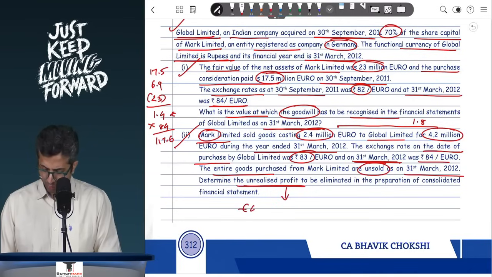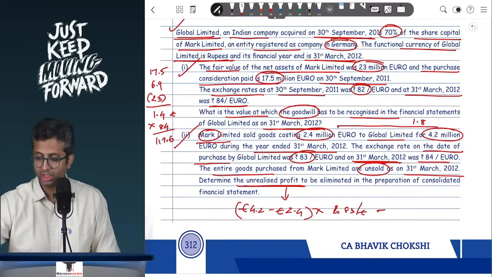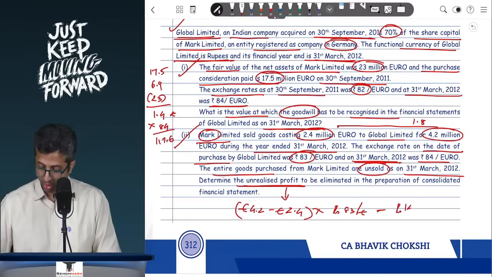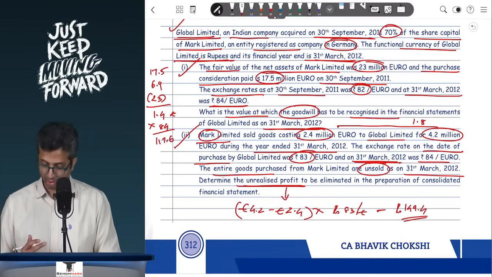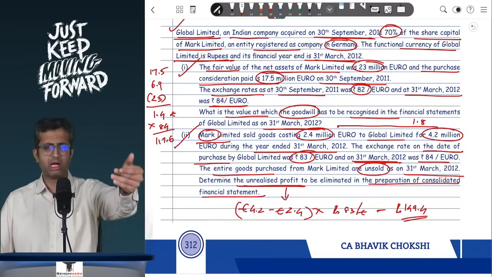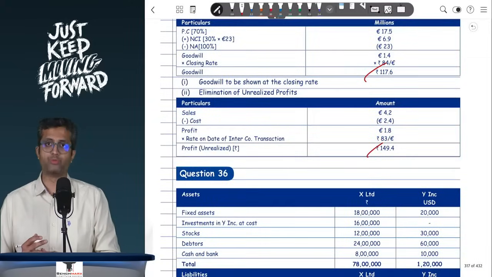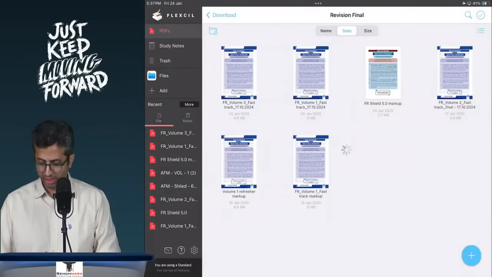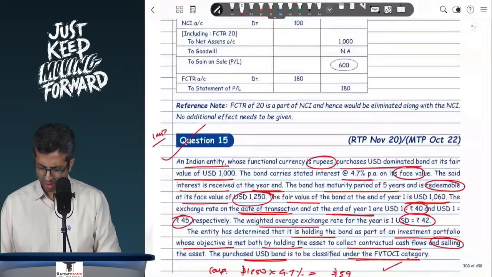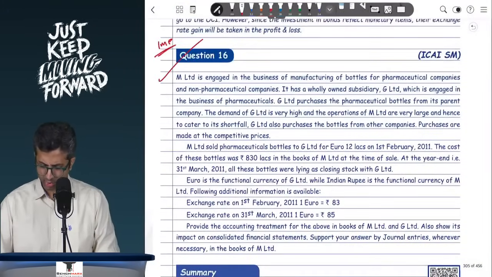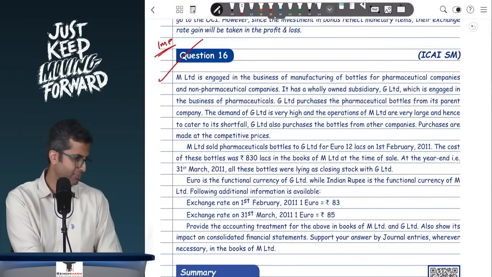Determine the unrealized profit. Profit is as on date. This is 4.2 minus 2.4, that is 1.8, and this 1.8 into rupees 83 per euro will come to 149.4. This is your total unrealized profit that needs to be eliminated while preparing CFS. The year end may be 31st March at 84. However, profit is as on date, and hence 149.4 of profit should be eliminated. Are we clear with this? Now there is another important question, that is question number 16, which has also come on similar lines in the exam. We'll review that.